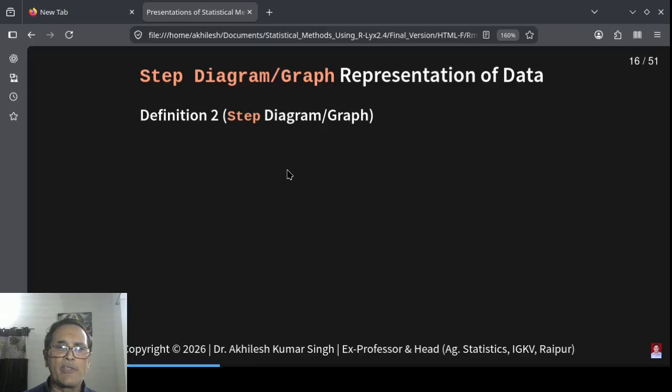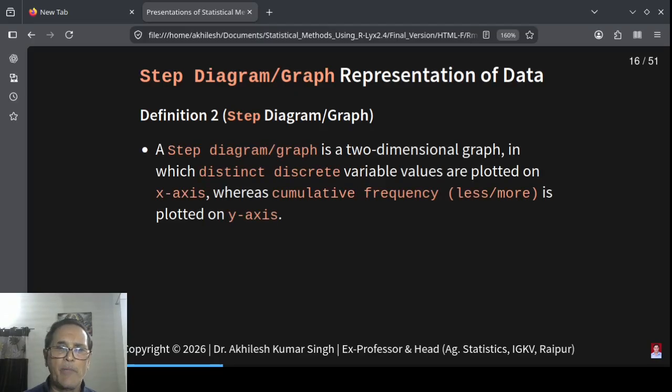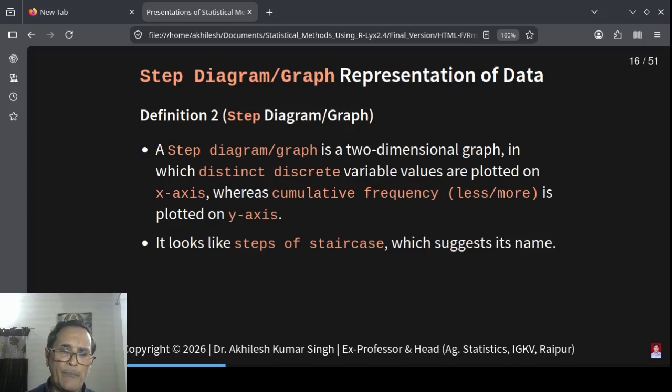We call them step diagram. What is a step diagram? It is a 2-dimensional graph in which distinct discrete values are plotted on x-axis, whereas cumulative frequency of less than type or more than type is plotted on y-axis. It looks like steps of staircase, which suggests its name.